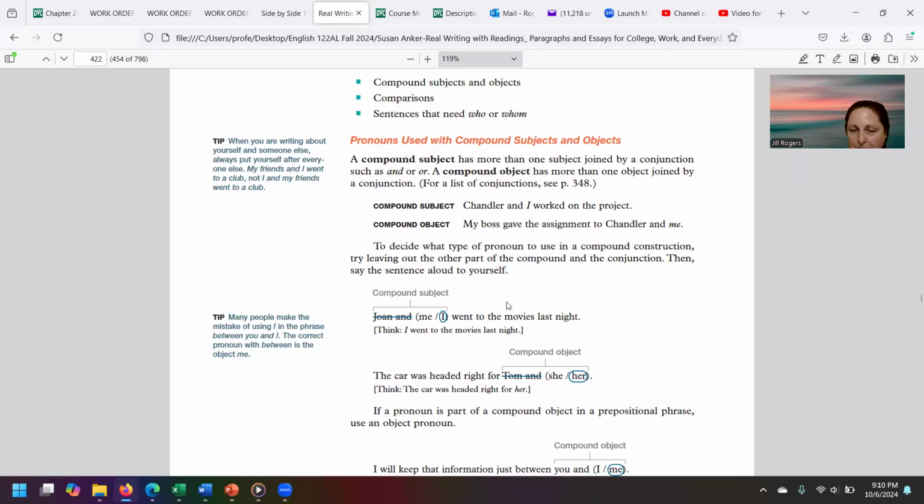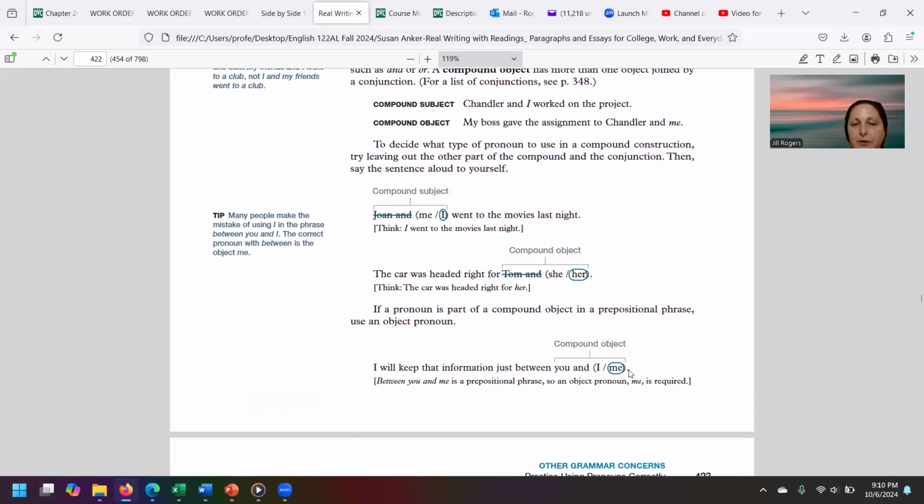I really like this hint. "The car was headed right for she or her," right? You see that? It was headed right for her, Tom and her, okay? And it actually makes it very easy. Otherwise, with the compound, you might think, oh my gosh, what's the rule? Just take out that extra first part and think about what the pronoun should be. Then the compound goes away, and it's easier to understand.